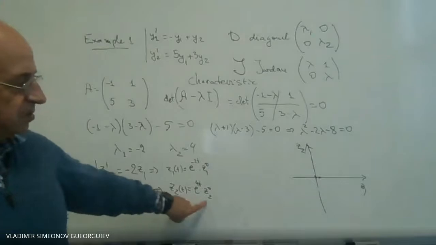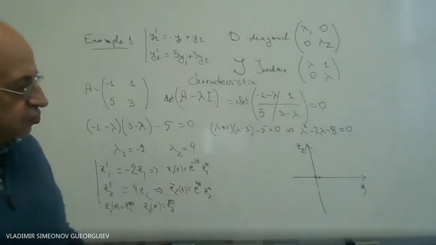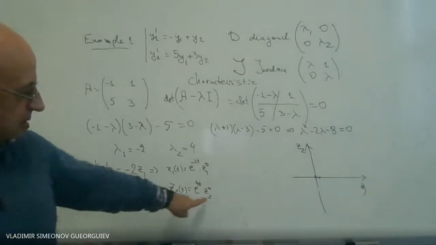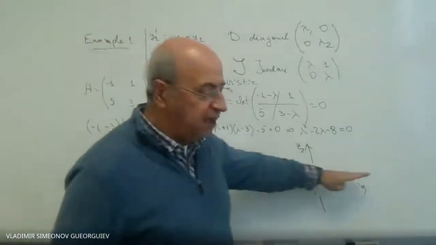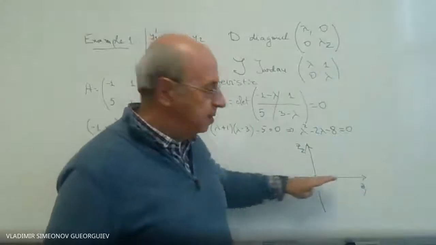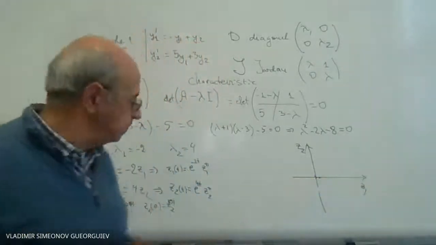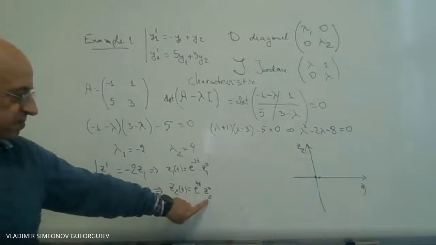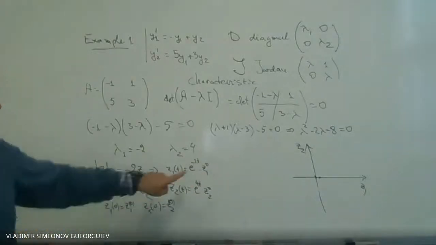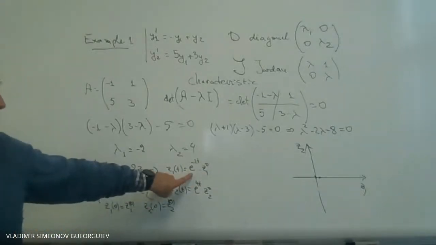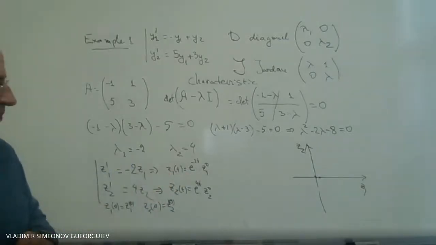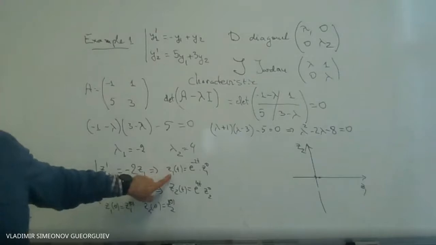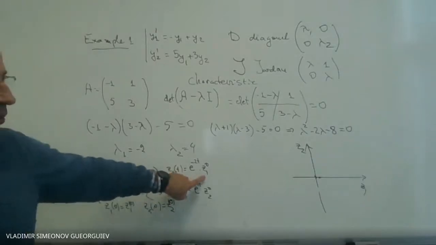What can you say about Z2? If Z2,0 is 0, this is always 0. So our solution has to stay on the Z1 axis, always, if Z2,0 is 0. But what will happen with Z1? When t increases, what happens with Z1? Is it increasing or decreasing? I take Z1,0.